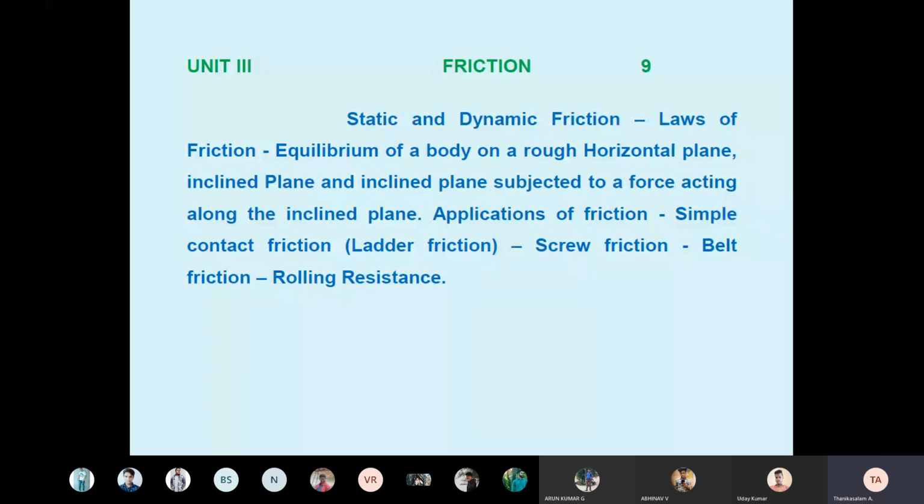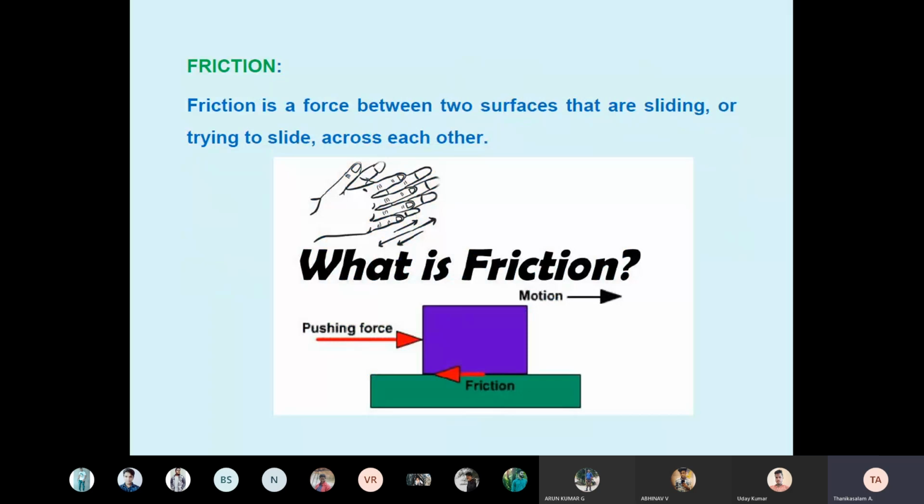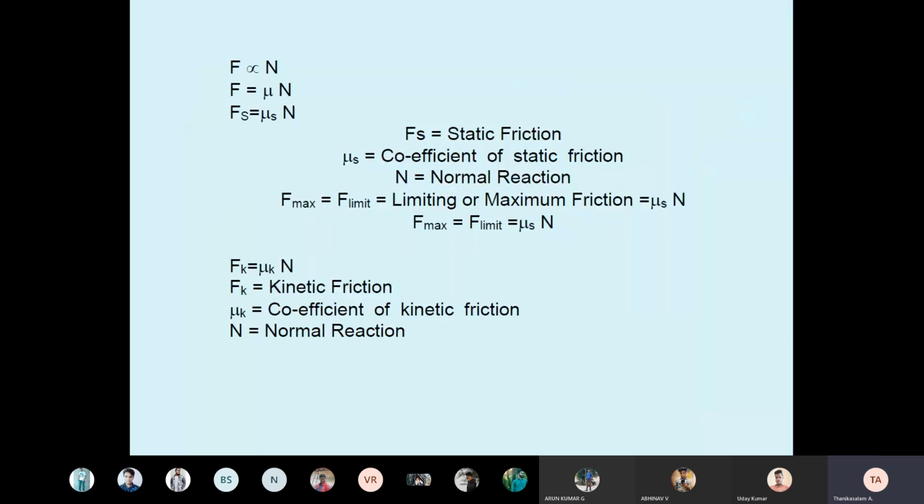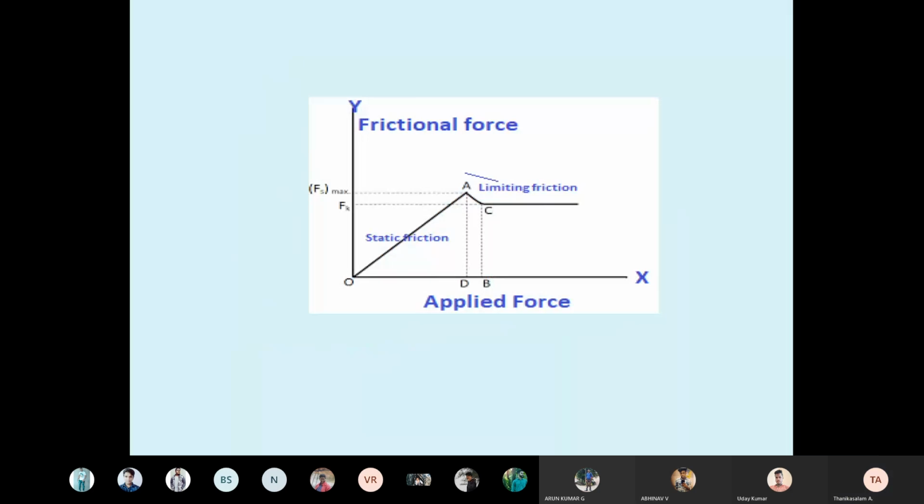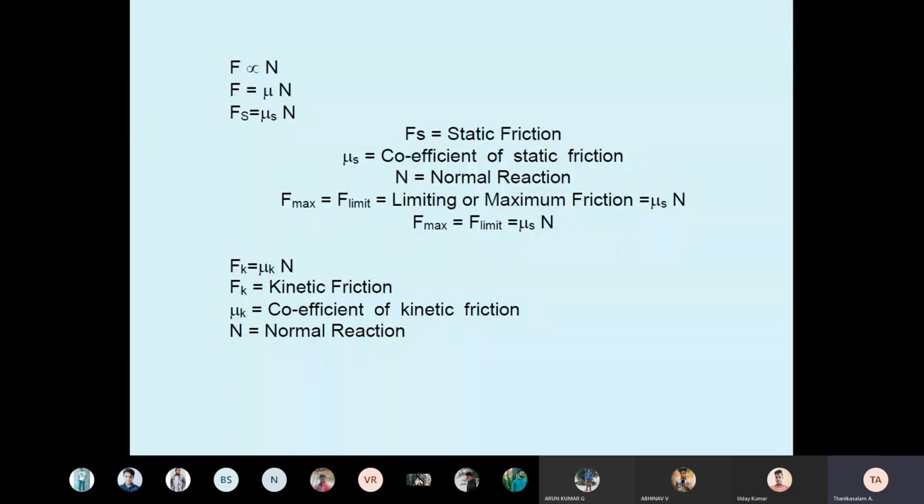Generally, friction always acts opposite to the motion of the body. Suppose the body is moving to the right side, the friction force at the contact surface, at the bottom, acts to the left side. Generally friction is denoted by F. F is directly proportional to normal reaction. So we know F equals mu into N.